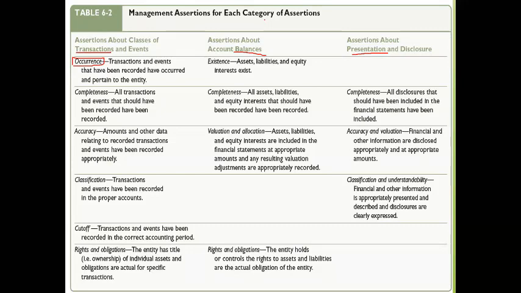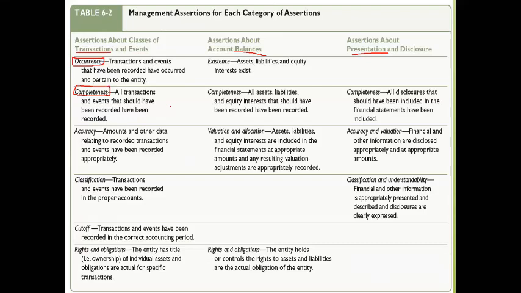I would like to make sure the transactions recorded have actually occurred. What about completeness? Completeness of transactions, which means all the transactions and events that should have been recorded have been recorded. This is the opposite of occurrence. In occurrence, I'm looking to the books and trying to verify what is recorded to make sure that whatever has been recorded in the books has occurred. But completeness is the opposite.